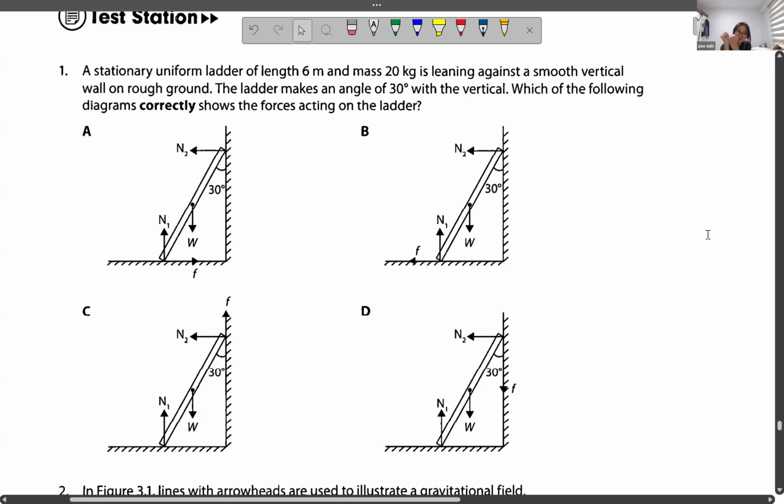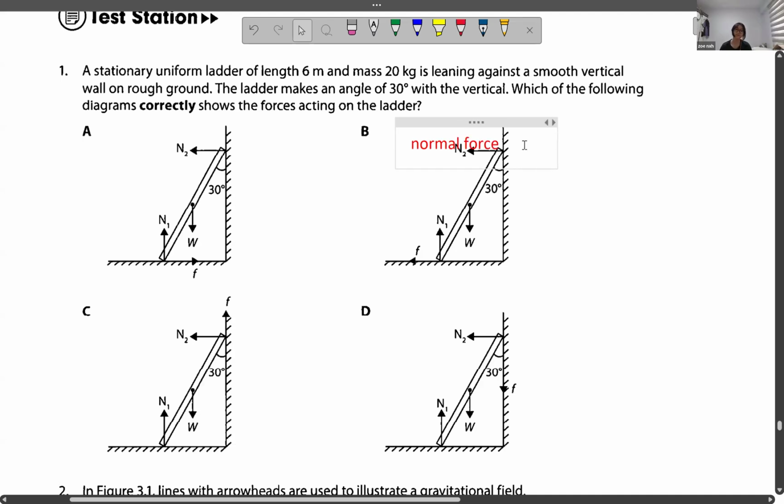N is Newton, right? No, this is not a unit. This is just a label. It's called normal force. You know, normal means perpendicular to the surface. So this I just put for you. This is called normal force.